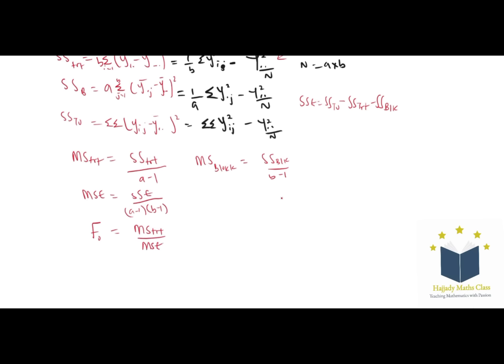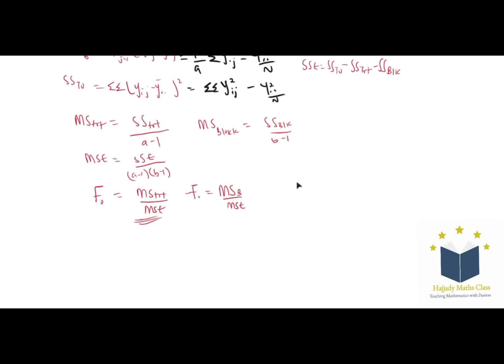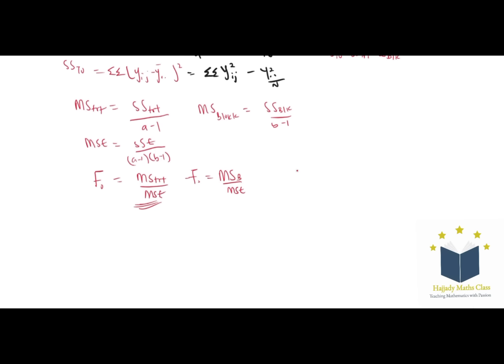That is for the first one. You can also have F for the blocking, which is MSB over MSE. But in this case, we are interested in that of the treatment. We are not interested in testing if the blocking is significant or not, so our interest should be on the treatment. The blocking is very useful in the form of a nuisance factor, but the effect is not of our interest.